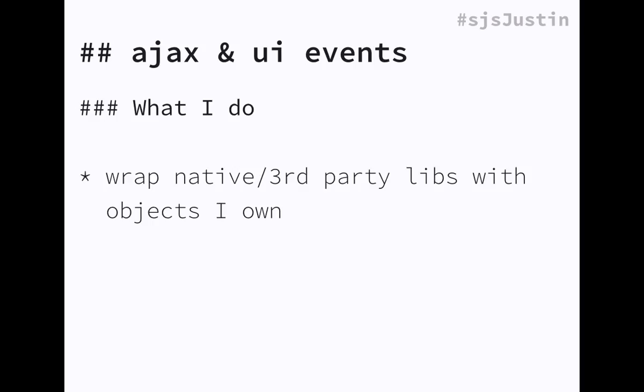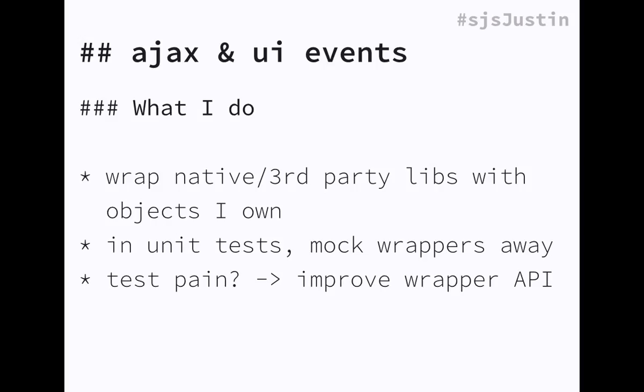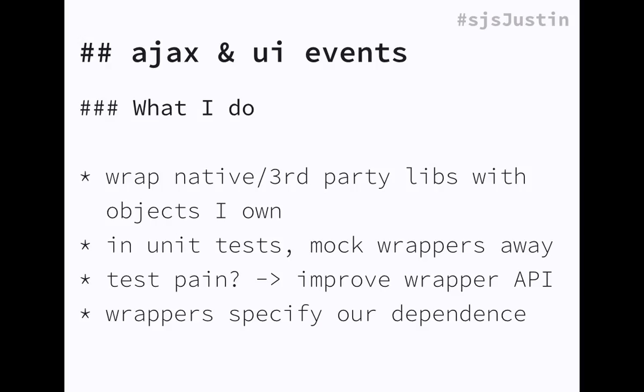So what I do instead is I tend to wrap native and third-party libraries with objects that I do own, and then in my tests, I mock those wrappers away. That way, if I ever experience test pain, I can just improve the wrapper API, make it easier to use, and then nestle some of the annoying drudgery that I have to do with that third-party API inside of the wrapper. Wrappers specify the way that we depend on third-party libraries.